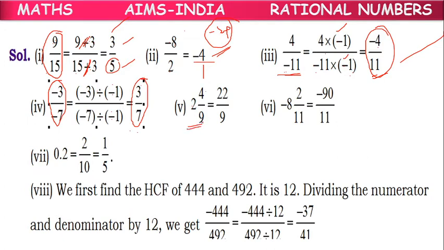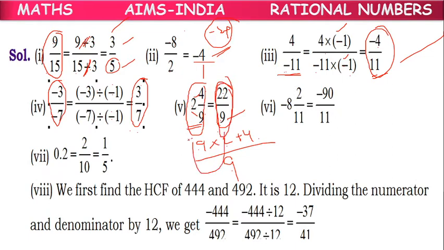Next, 2 4 by 9. Mixed fraction. So what to do? 9 into 2. We have to multiply these two and we have to add 4. We have to keep the denominator as it is. 9 2 times 18 plus 4 22 by 9. 22 by 9. Denominator is positive, not divisible by any other number. So 22 by 9 is the standard form of the given rational number.